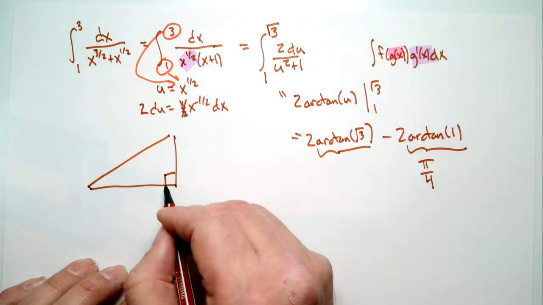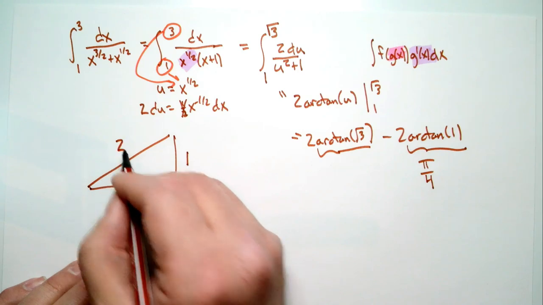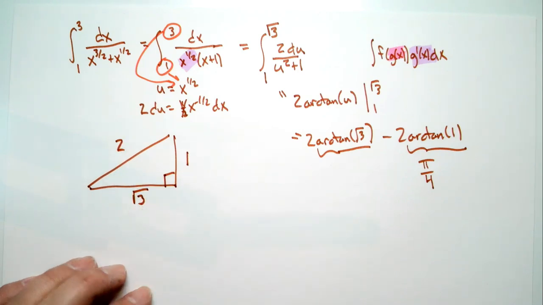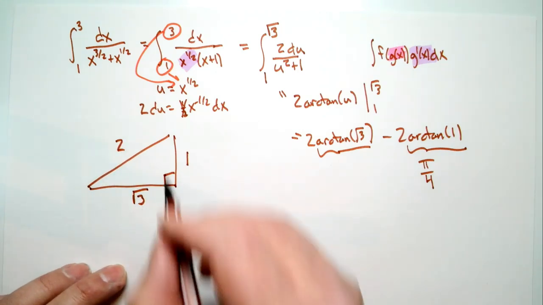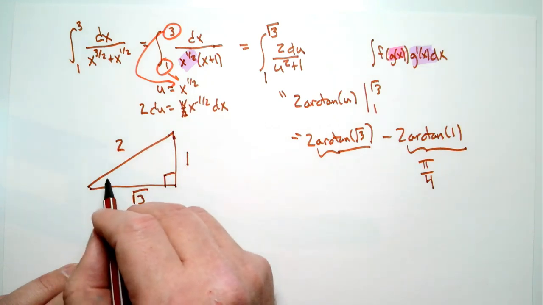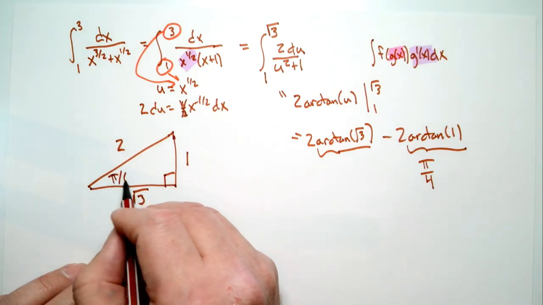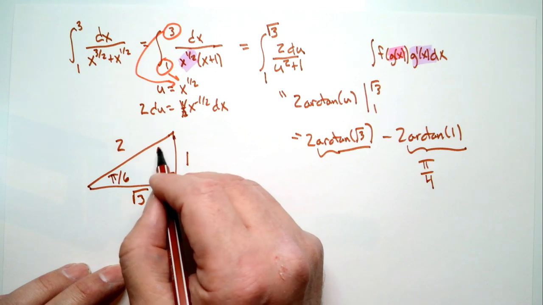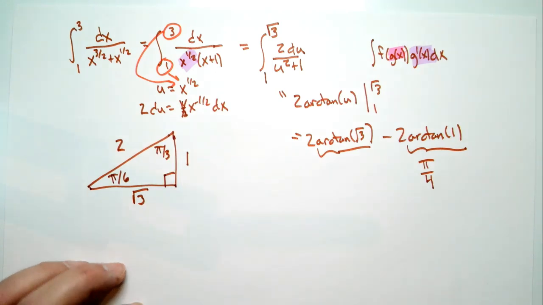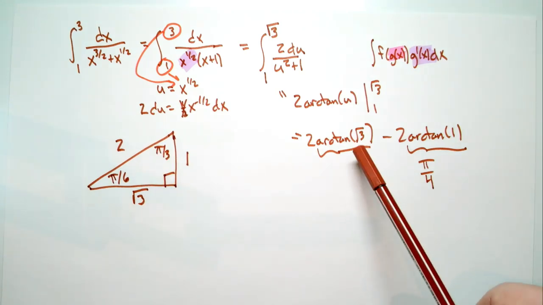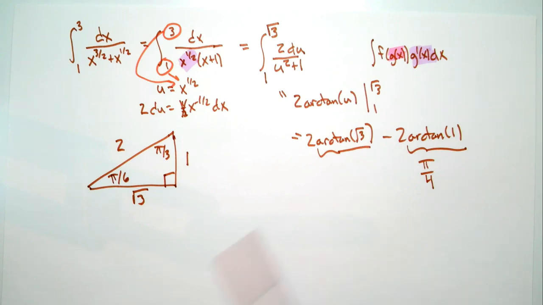The following might be helpful. If you take a triangle, there's this triangle that has 1, 2, square root of 3. Do you know what the angles are? This angle? 30, or pi over 6. This angle? Pi thirds. So I'm looking for some angle where the tangent gives me square root of 3.